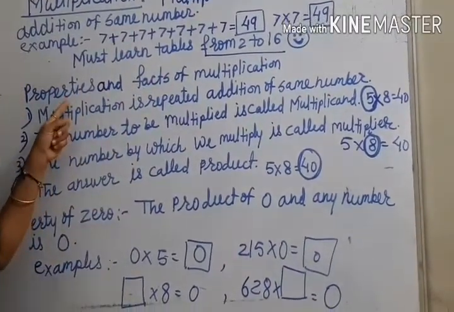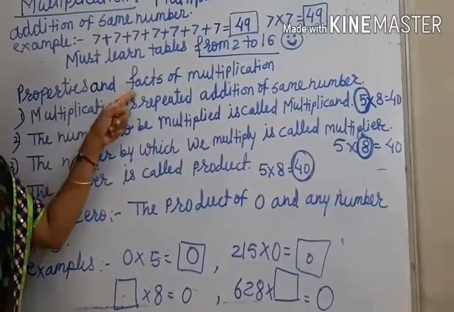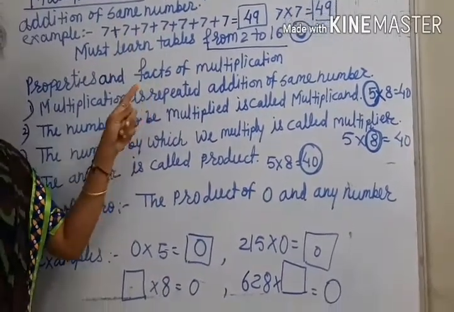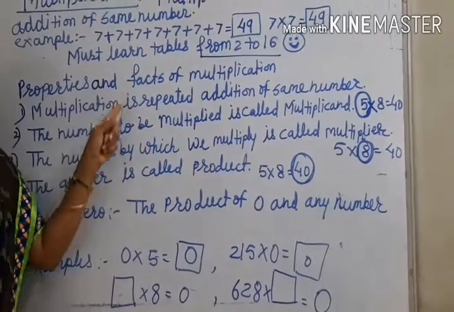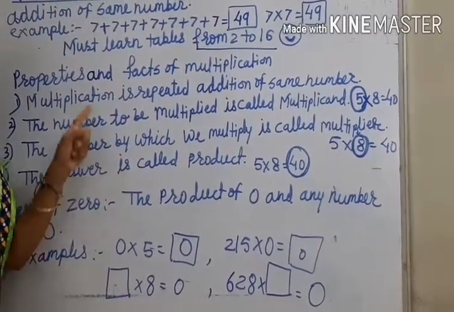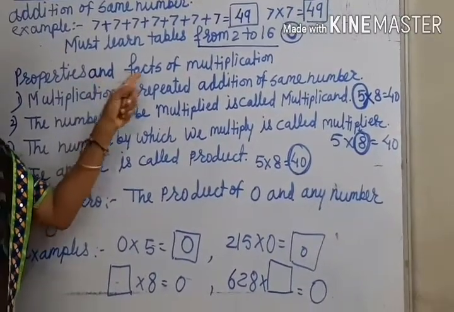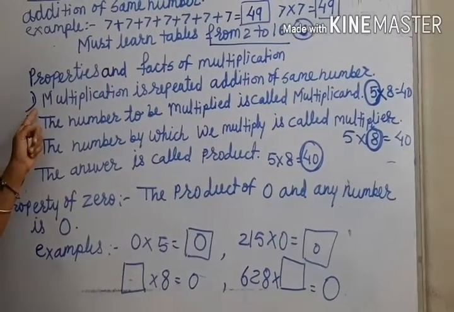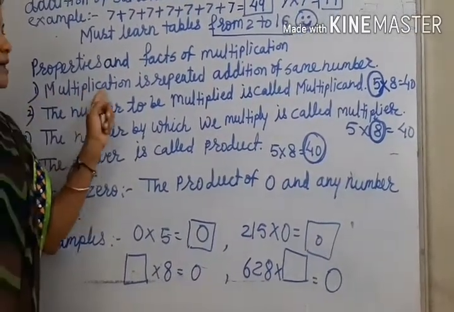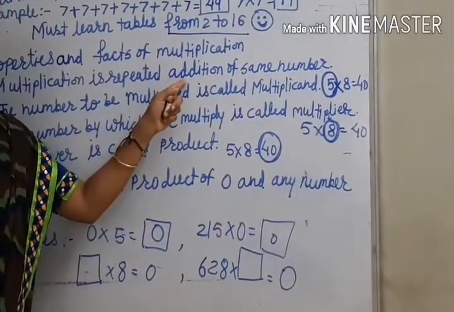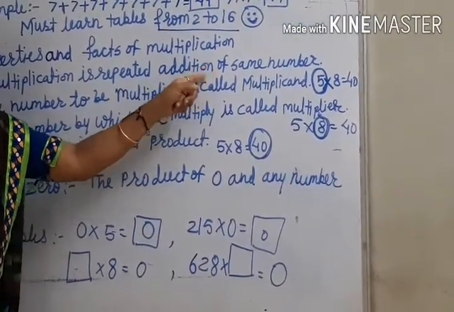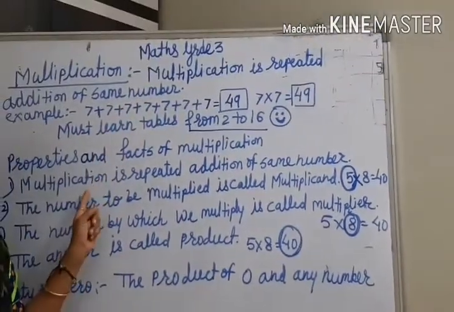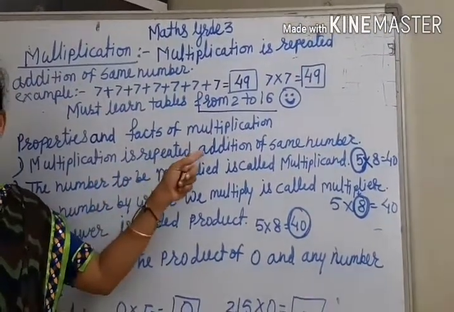Now let us go to the properties and facts of multiplication. To get the correct answer and to solve multiplication easily, we must learn the properties and facts of multiplication. The first fact of multiplication is repeated addition of the same number. Just now in our definition we have seen that multiplication is nothing but the repeated addition of the same number.